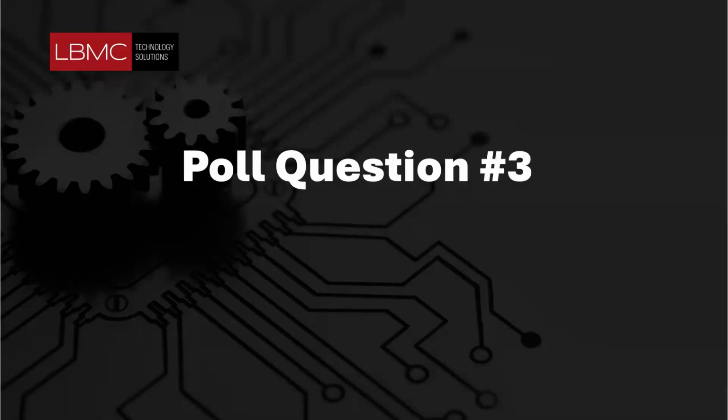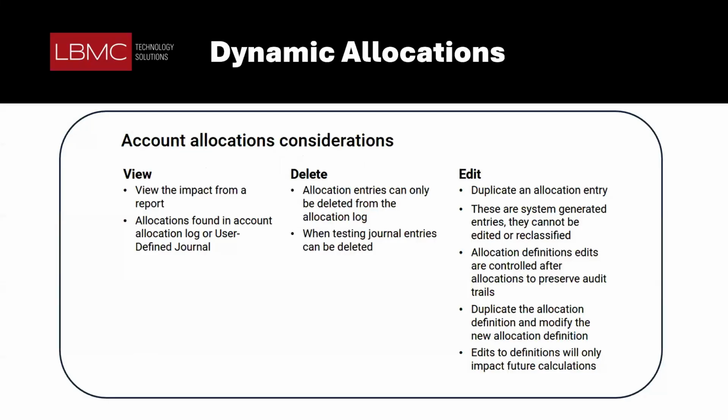Okay. Now, within dynamic allocations, there are a few considerations. You are able to view your impact on reports that are able to be run. And also, since all of your allocations are found in that user-defined book, you're able to identify any discrepancies you may have. Do know that allocation entries can only be deleted from the allocation log that we viewed. And when testing journal entries, they can also be deleted and rerun if those allocations aren't reflecting any correct numbers.